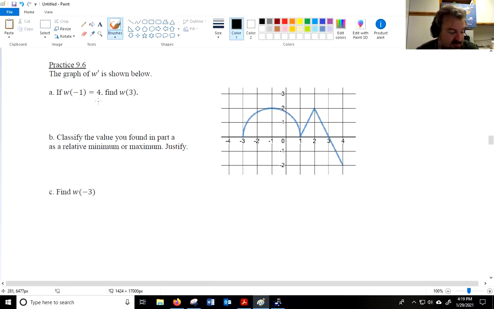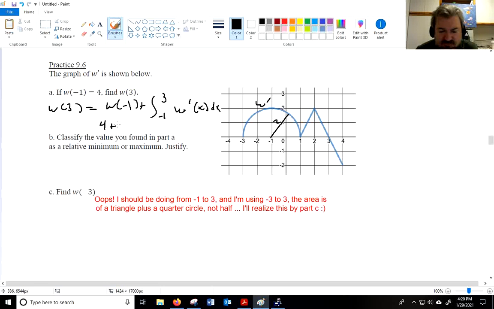If W of -1 is equal to 4, find W of 3. Okay, no problem. W of 3 is equal to W of -1 plus the integral from -1 to 3 of W prime, which is shown in the graph, of x dx. Well, this is a semicircle with a radius of 2, so it'll be pi r squared over 2. W of -1 is 4, so pi r squared, where r is 2, pi times 2 squared is 4 pi, over 2 is 2 pi.